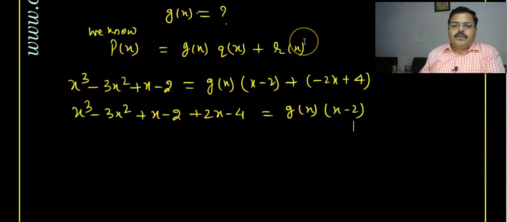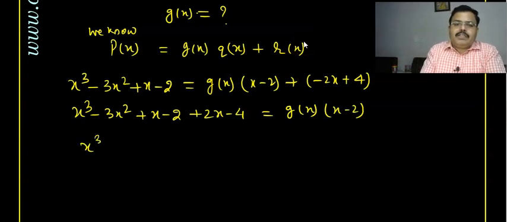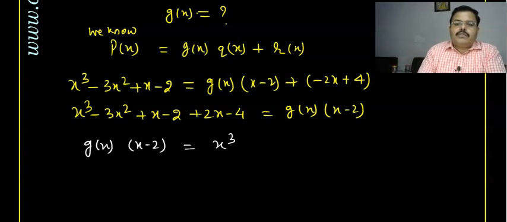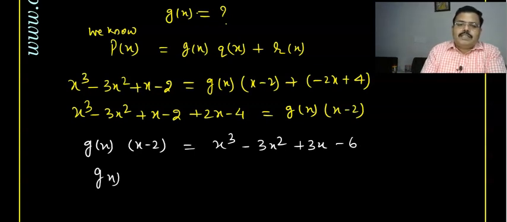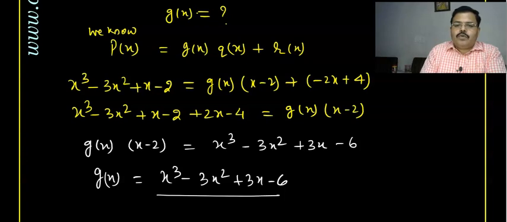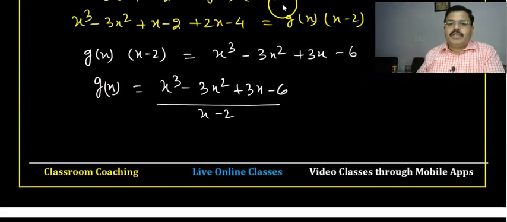Get it? We can write this side, there is no problem, we can interchange them. g(x) into x minus 2. So x cube minus 3x square, 2x plus x is 3x, minus 4 minus 2 is minus 6. Now g(x) is nothing else but x cube minus 3x square plus 3x minus 6 whole divided by x minus 2. So we need to divide them.